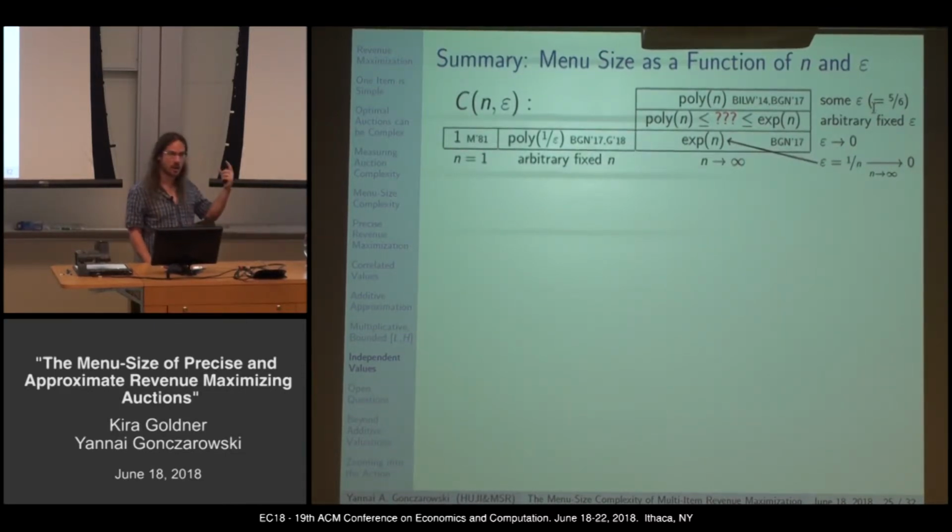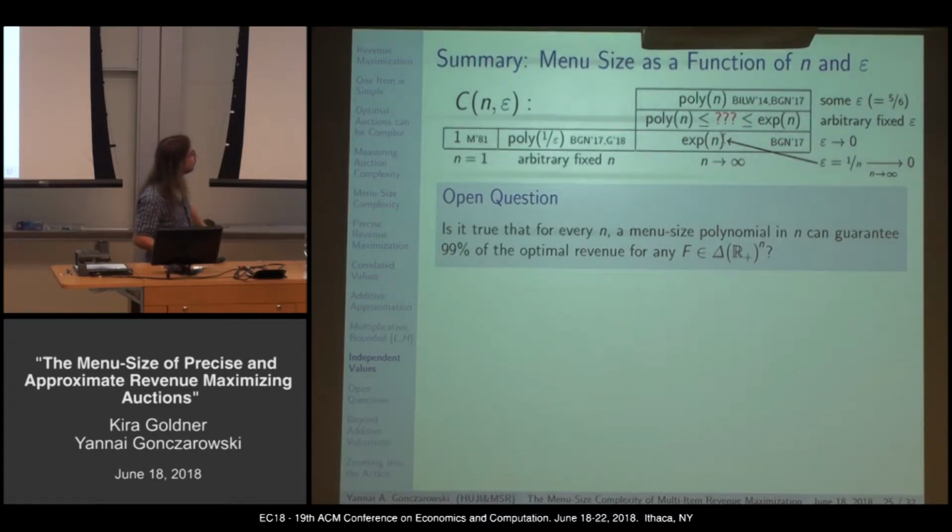5/6. That's retaining 1/6 of the revenue. For arbitrarily fixed epsilon, 1%, like getting 99% of the revenue, we don't know. That's the open question we talked about, somewhere between poly n and exponential. And if we couple n and epsilon so that epsilon equals 1 over n, and epsilon goes to 0 and n obviously goes to infinity, then we must have exponential menu size.